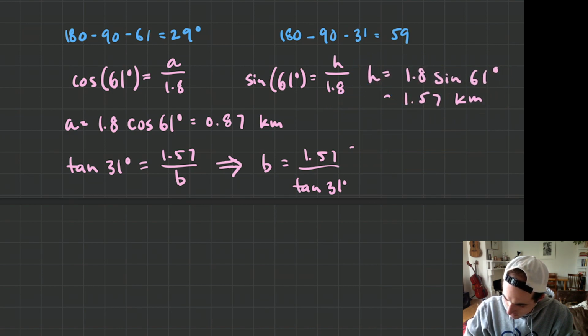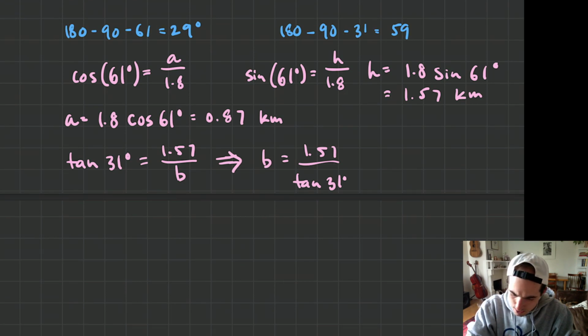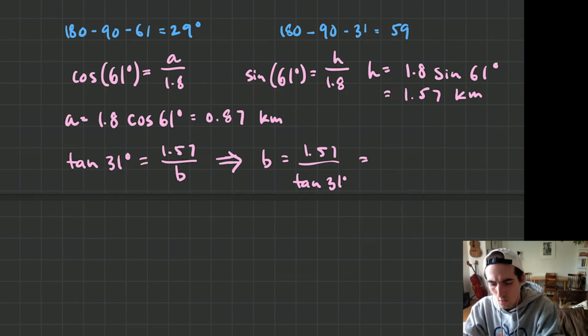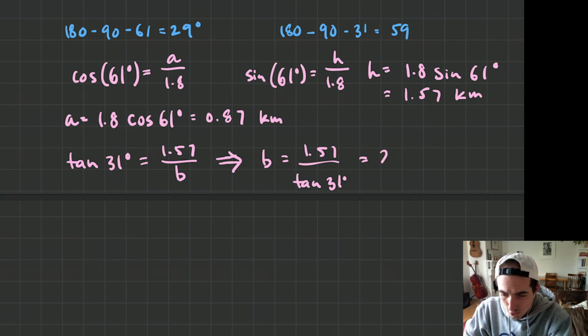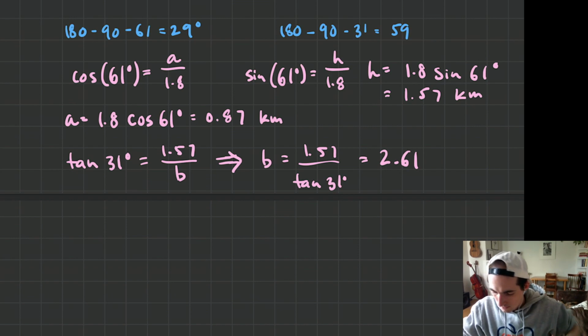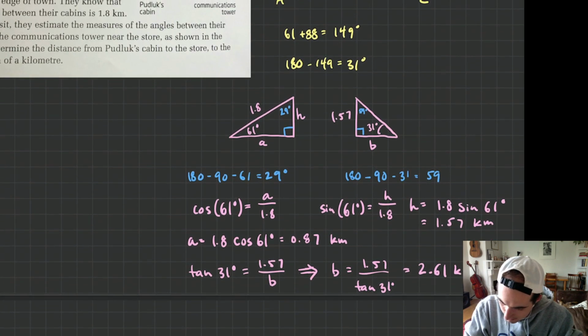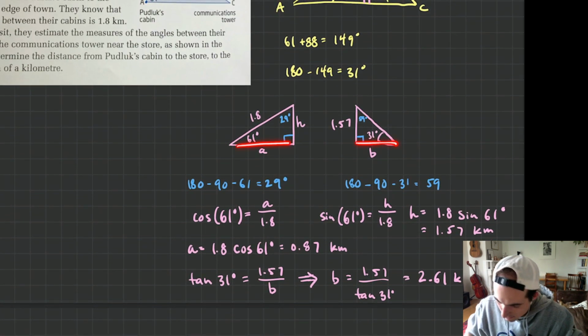So H is over there. There we go. All right, and so B is now equal to 1.57 divided by tan of 31 degrees equals, okay, that is equal to 2.61. Let's call it 2.61, and that is kilometers. So I figured out what A is, I figured out what B is.